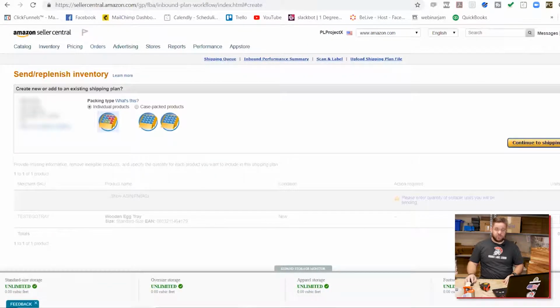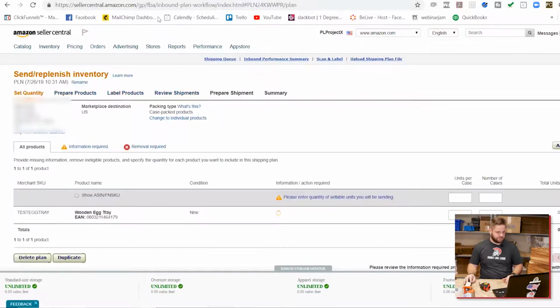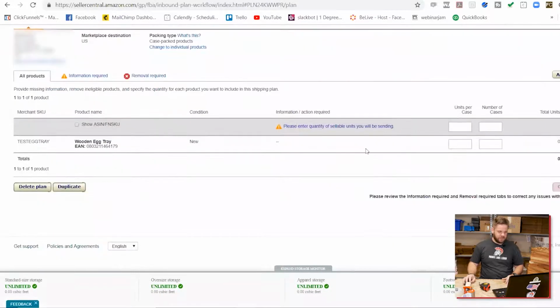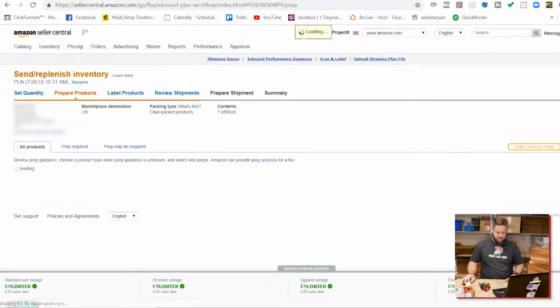Now, make sure that your ship from address is accurate. Otherwise, they won't know where to come pick this thing up at. We've got an option for sending in individual products or case pack products. Now, if I told Amazon I had 15 individual products, they might have me ship 1 to 15 different places. That's a big pain. So I'm going to come in here to case packed products, continue to shipping plan. And it's asking me how many units per case and how many cases. So I'm going to put 15 units per case, 1 case, continue.